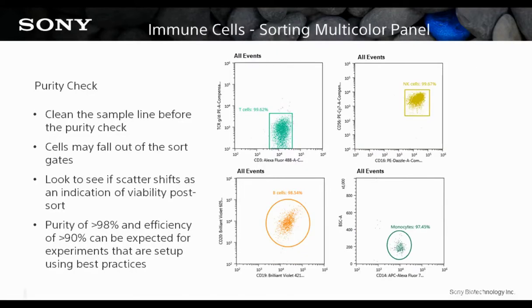Purity check sacrifices some sorted cells to give us the confidence that the sort went well. Here are some of the critical factors you should consider. You should be concerned about the carryover in the sample line, and I would suggest running a sample line rinse before the purity check. Also be aware that cells may fall out of the sort gate, which results from the dye washing off, photobleaching, or normal detector variability. You may also want to look at whether scatter shifts as an indication of viability post-sort, or restain cells with a viability dye. Overall, I'd say that a purity of more than 98% and efficiency of over 80 or 90% can be expected for experiments that are set up using best practices.